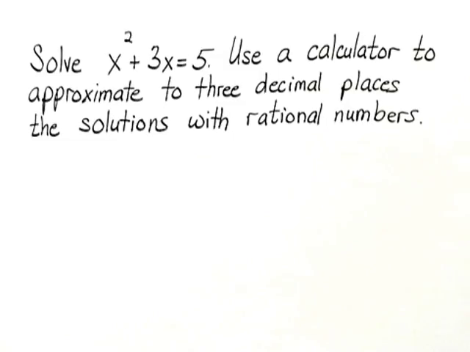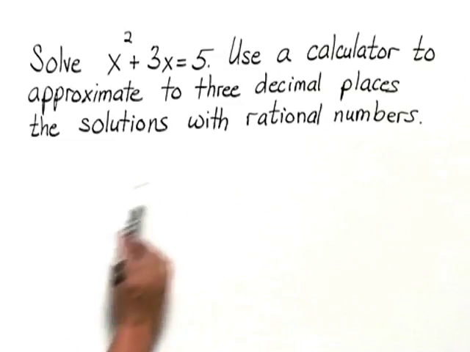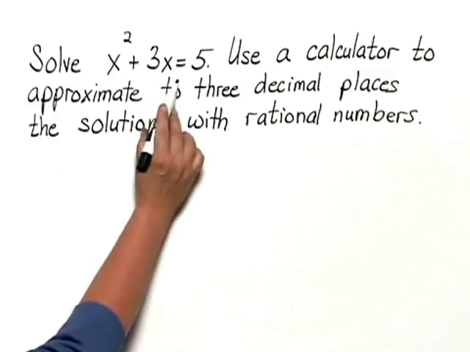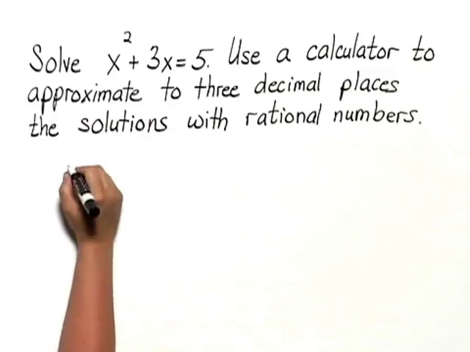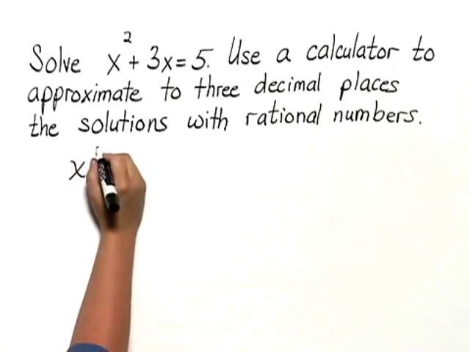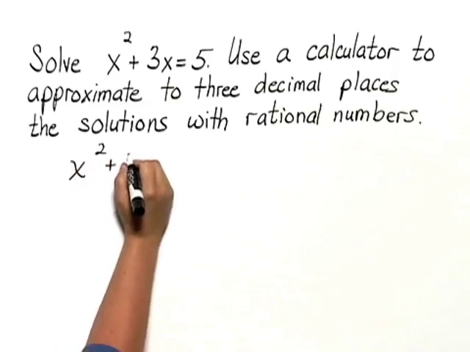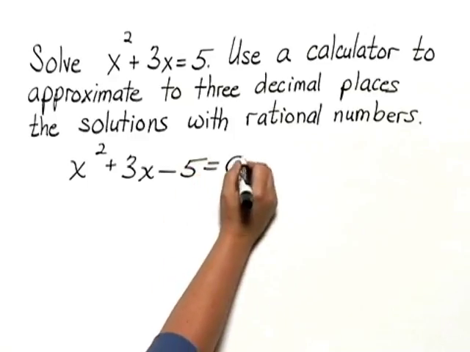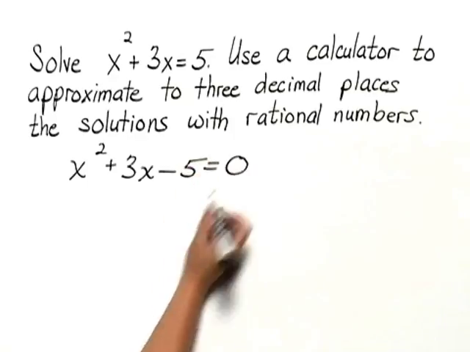Solve x squared plus 3x equals 5. Use a calculator to approximate to 3 decimal places the solutions with rational numbers. We have this equation here. Let's subtract 5 from both sides to get a 0 on one side. And now we have a quadratic equation in standard form.